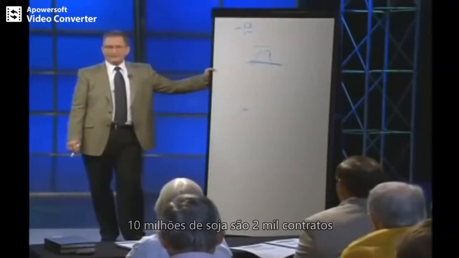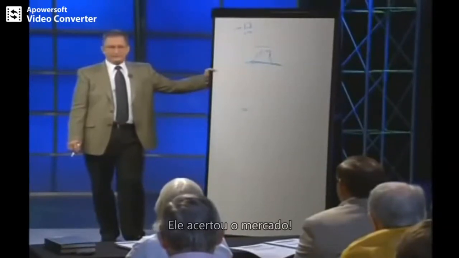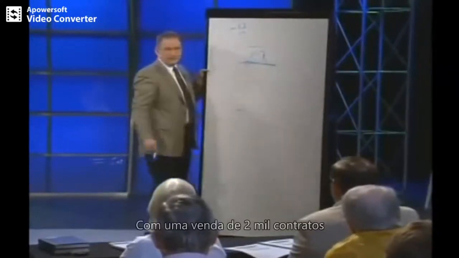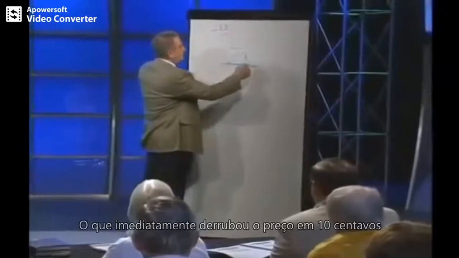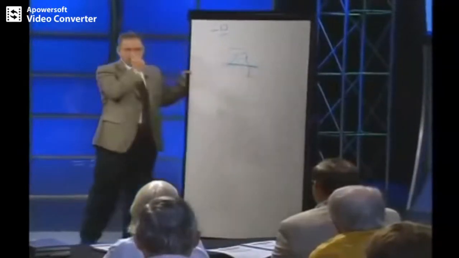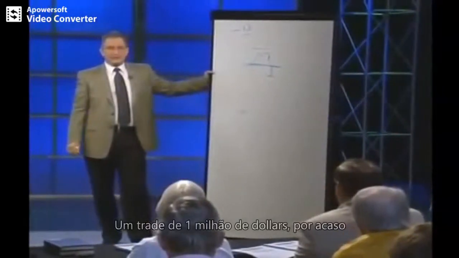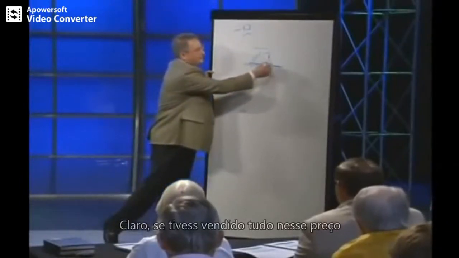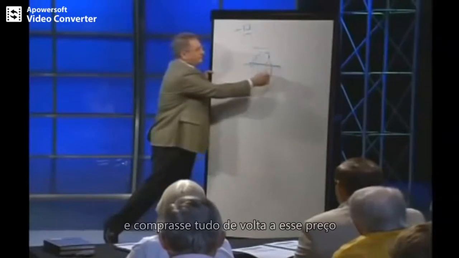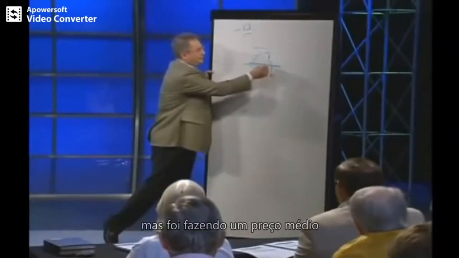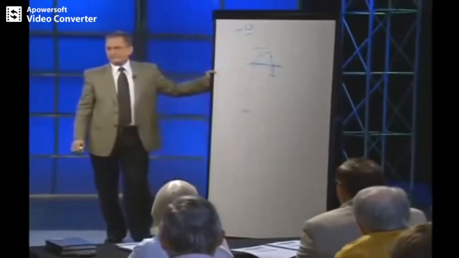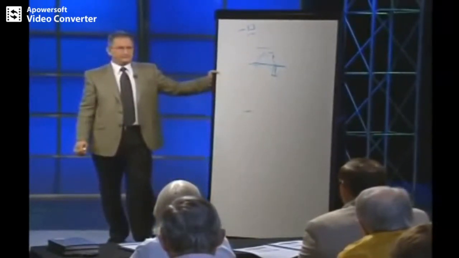Now, 10 million beans is 2,000 contracts because they trade in 5,000 bushel increments. So he hit the market at that moment with 2,000 sell orders, okay, which immediately drove the price down 10 cents, which basically is a $1 million trade, by the way. Of course, there was an average price down, but from here to here is $1 million bucks on 2,000 contracts.